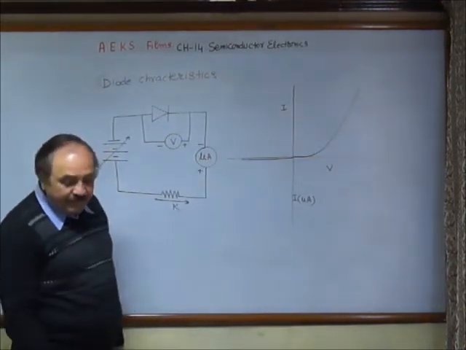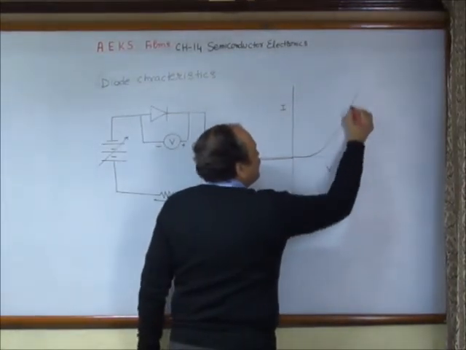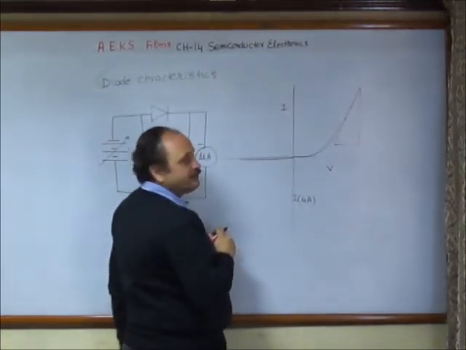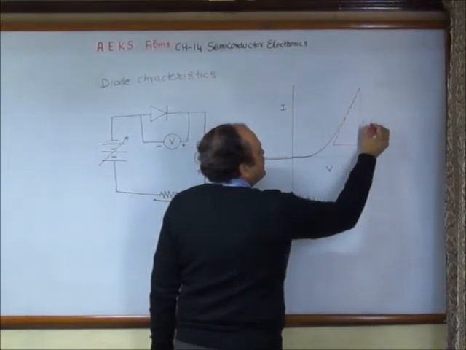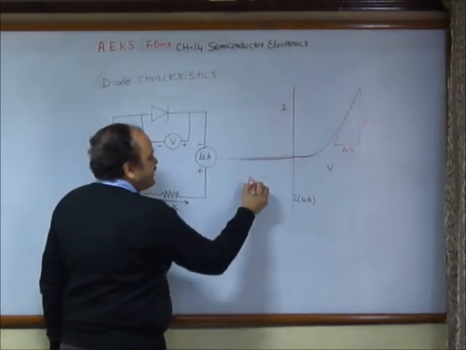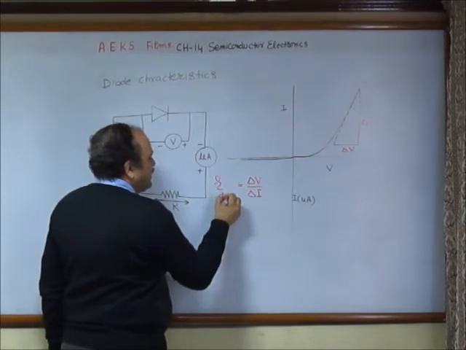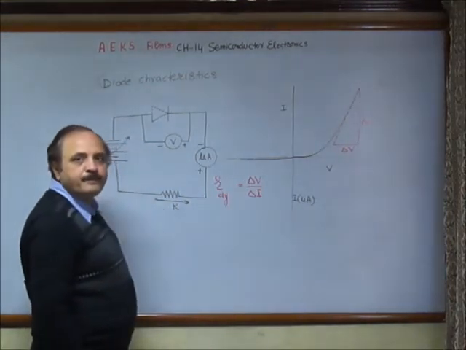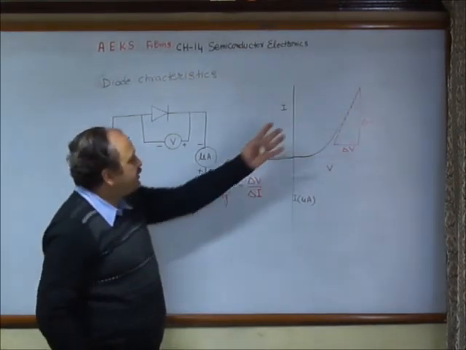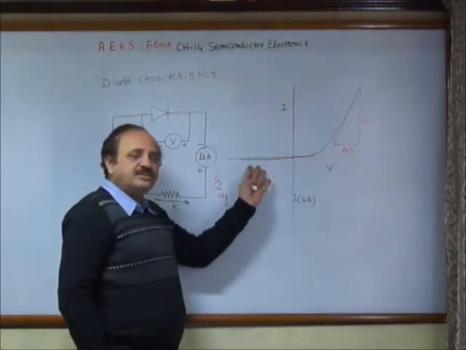From this graph we can read one parameter by reading the slope in the forward biasing. This is delta I and this is delta V. If I take this ratio delta V by delta I, we call this the dynamic resistance. It is of the order of a few 100 ohm in the forward biasing, and of the order of a mega ohm in the reverse biasing.